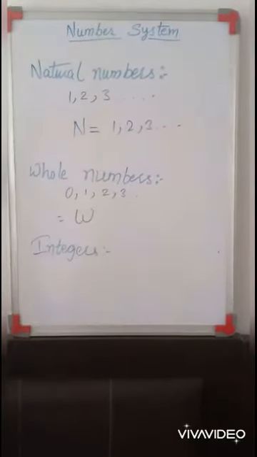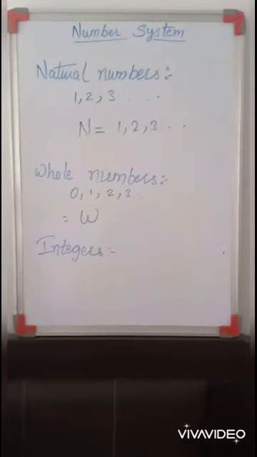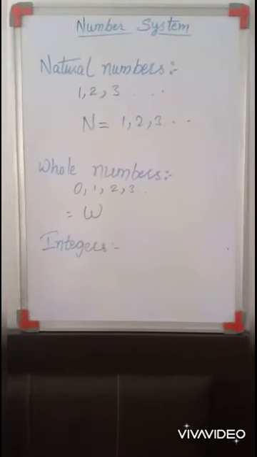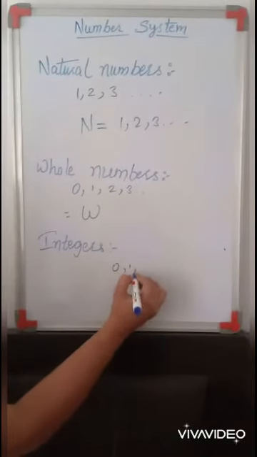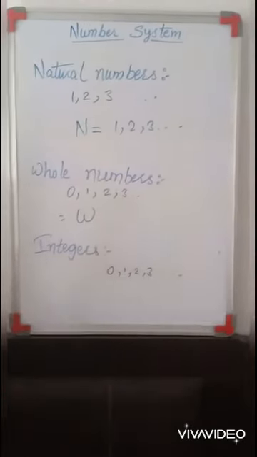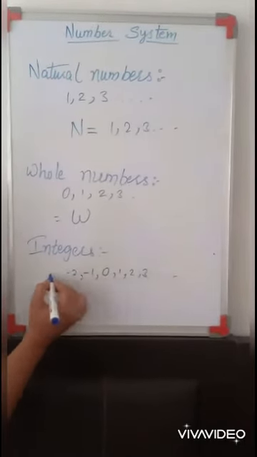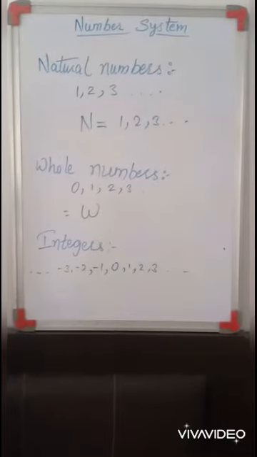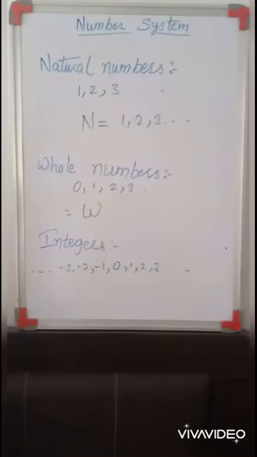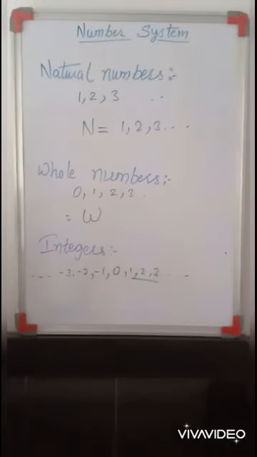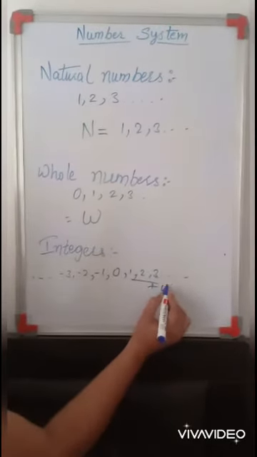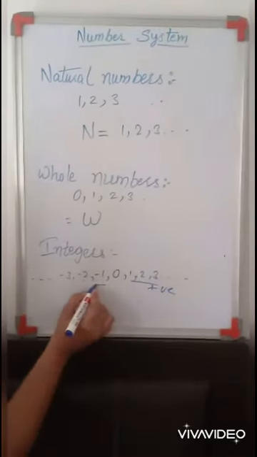Next come integers. Integers are a set of numbers which contains all the whole numbers and their negatives. Whole numbers are 0, 1, 2, 3 and so on, and the negatives are -1, -2, -3 and so on. That means integers are the collection of negative numbers, positive numbers and 0. Here 1, 2, 3 and so on are the positive integers, and -1, -2, -3 and so on are called the negative integers.